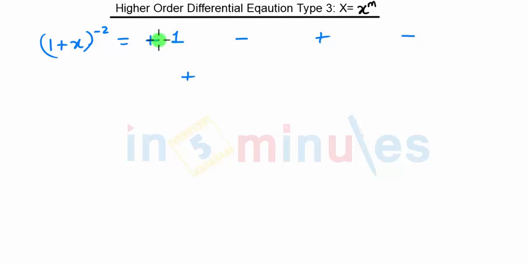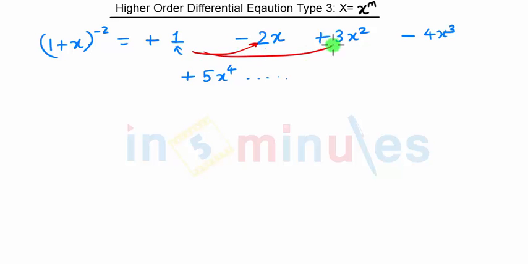The first term will be 1. The second term used to be x, but now, since it is minus 2, it will be multiplied by 2. Then it will be 3x square, then 4x cube, then 5x raised to 4, and so on. It's just that our coefficient, which was 1, becomes 2, then 3, then 4, and the power of x also goes on increasing.